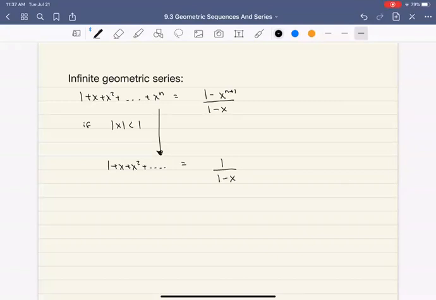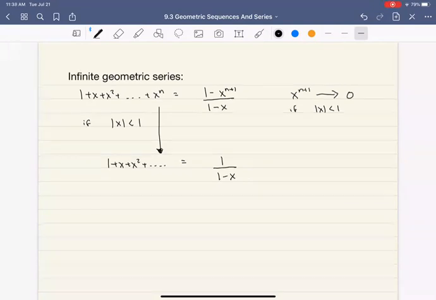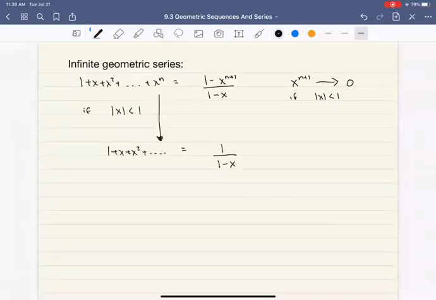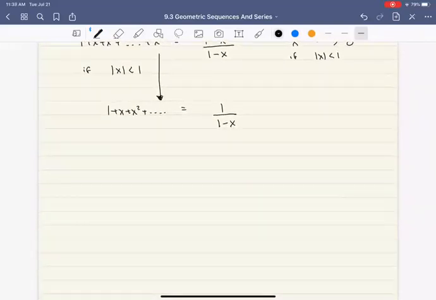We get 1 over 1 minus x, because x to the n plus 1 goes to 0 in some sense if the absolute value of x is less than 1. Okay, so I'm going to do a couple of examples, and then we'll do a couple problems. Okay, so really they're the same thing, right? But let's just do a couple examples to sort of get a sense of this idea.